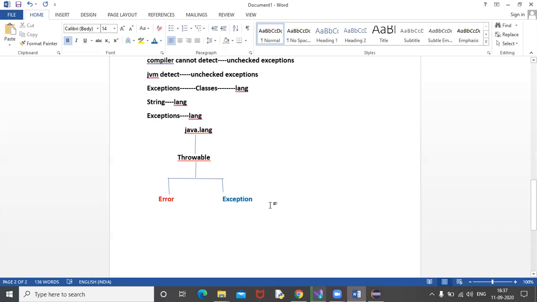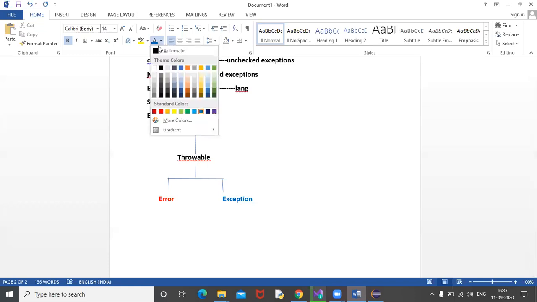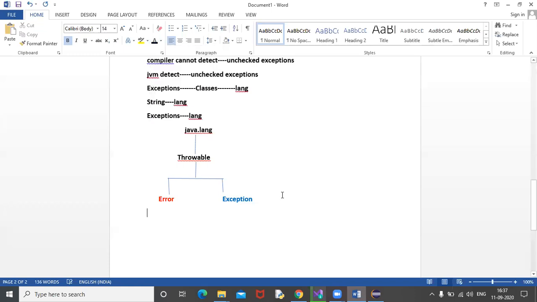Somebody may ask you: error and exception are subclasses of the Throwable class. Throwable is a class present in which package? The java.lang package, and by default it is imported. And you can define error and exception also.